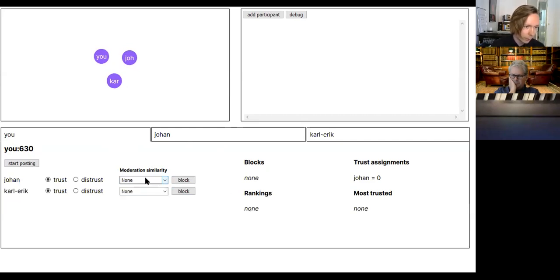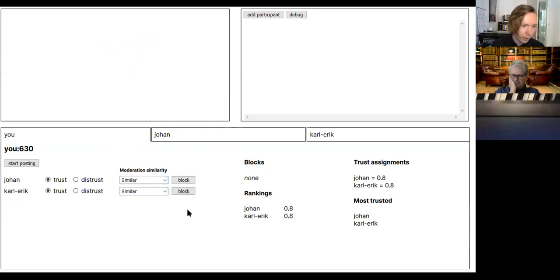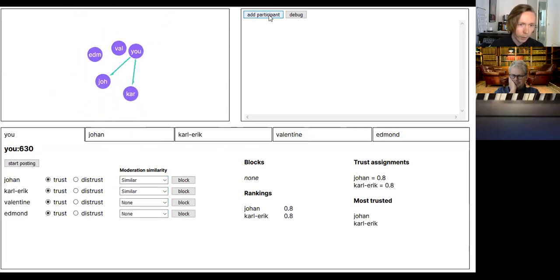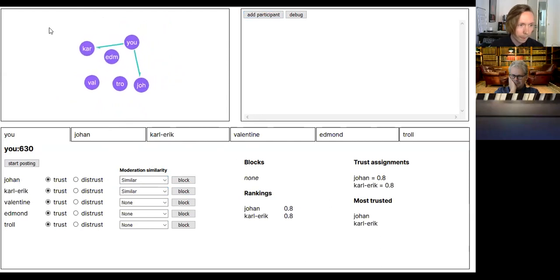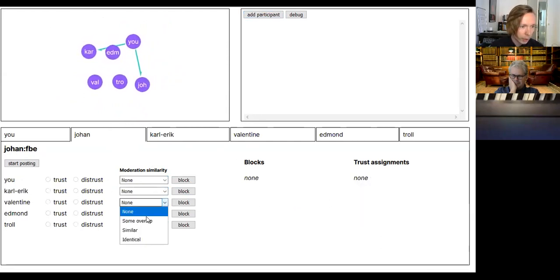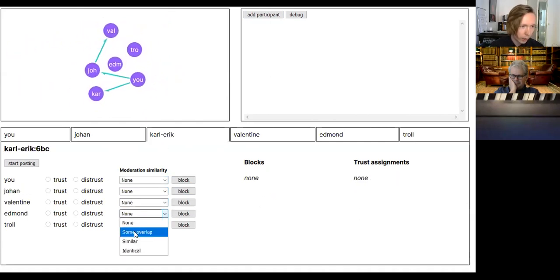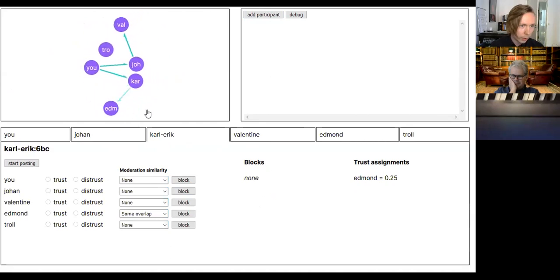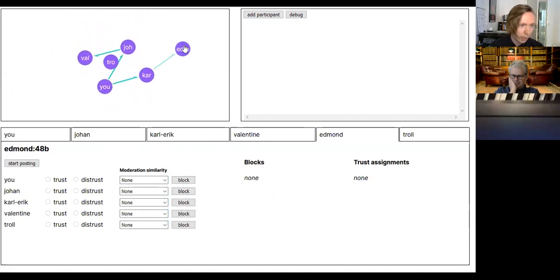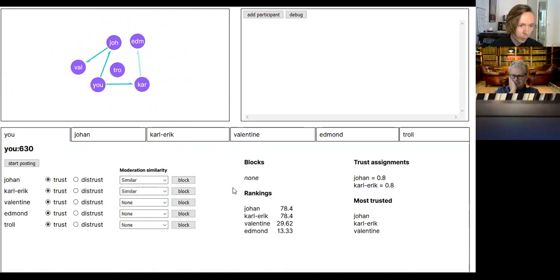So let's, everything's fine. But let's create a more interesting trust graph here and add some more participants. Okay. And then let's have Johan trust Valentine quite a lot. And let's have Karl-Erik trust Edmund a bit. So we can see this messy graph here. And we can see the rankings.